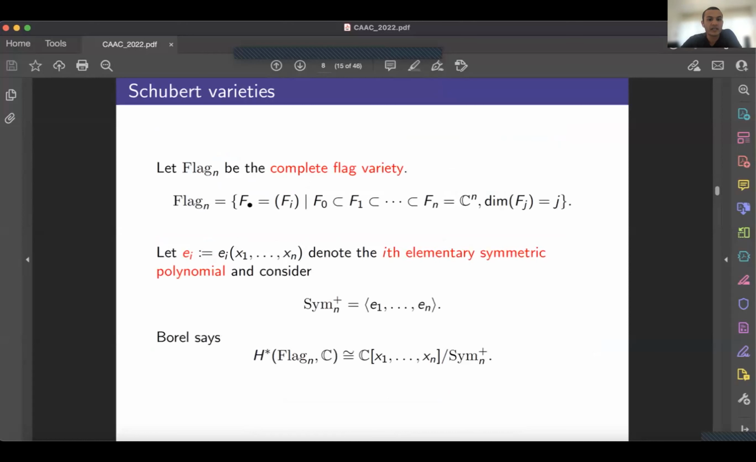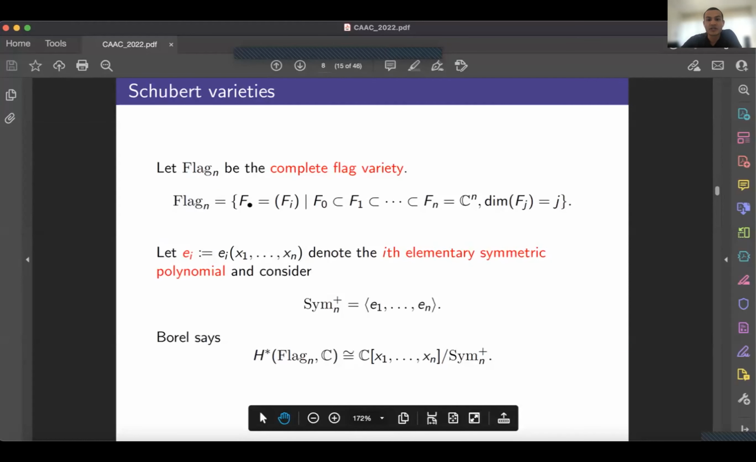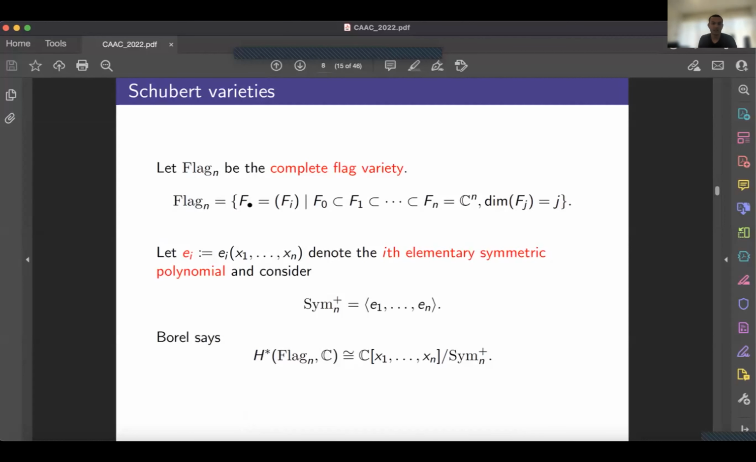Remember what a complete flag variety is. It's a nested sequence of spaces where the dimension of F_j is j. Okay. And I will be doing some cohomological computations. So if cohomology and geometry is not your forte, then there's a result of Borel that tells you you could work in a polynomial ring modulo an ideal, and you would be doing cohomological computations secretly, right?